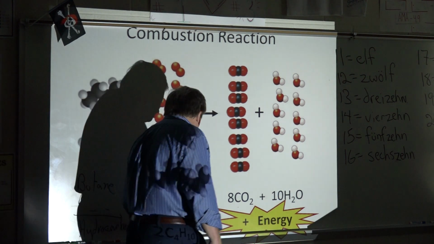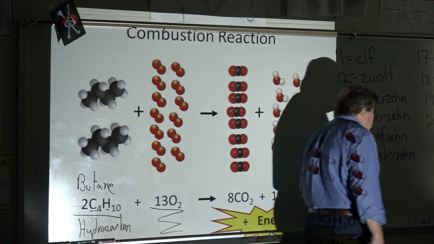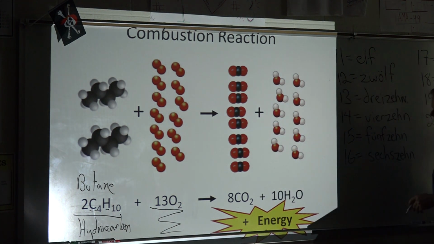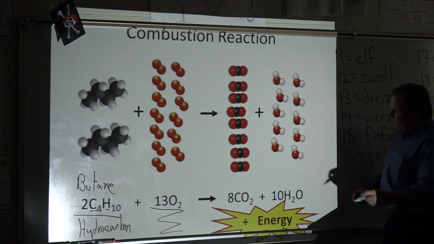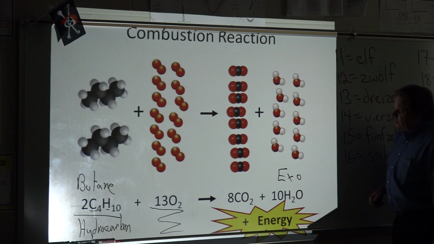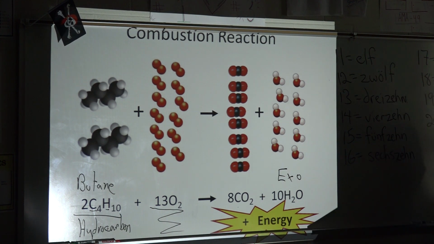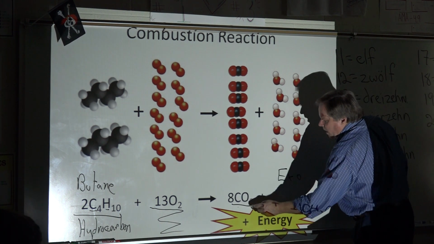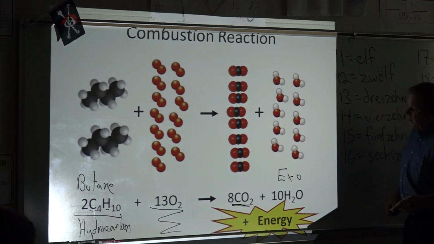We need lots and lots of oxygen. We need some sort of ignition source. It's an exothermic reaction. Exothermic. Puts out lots and lots of heat. That's why we burn hydrocarbons. Once you get the reaction going, as long as there's fuel, as long as there's a hydrocarbon, you're going to keep burning. So the two products are carbon dioxide in this case, and water.